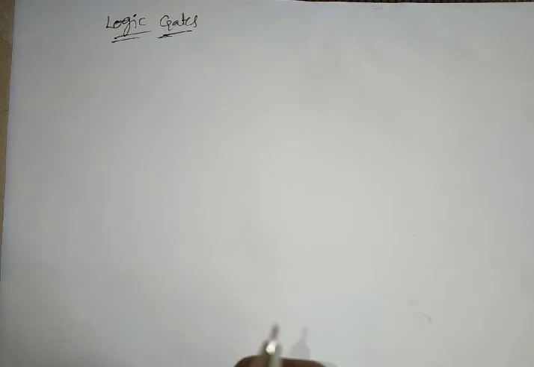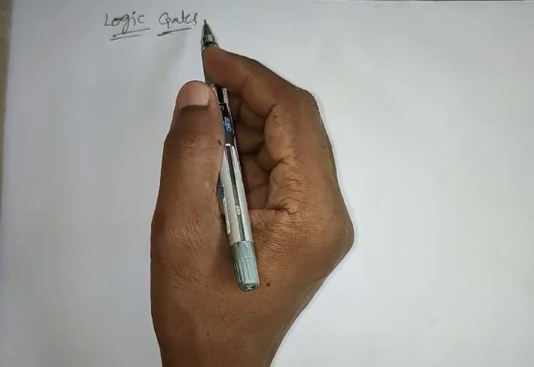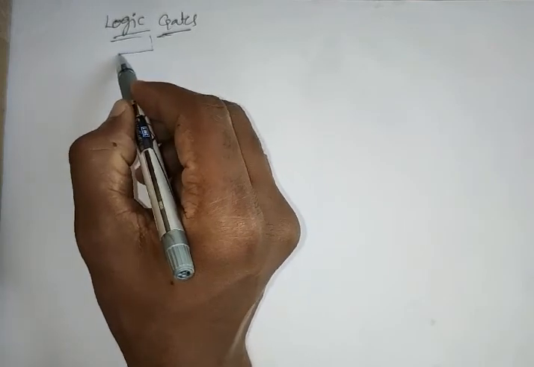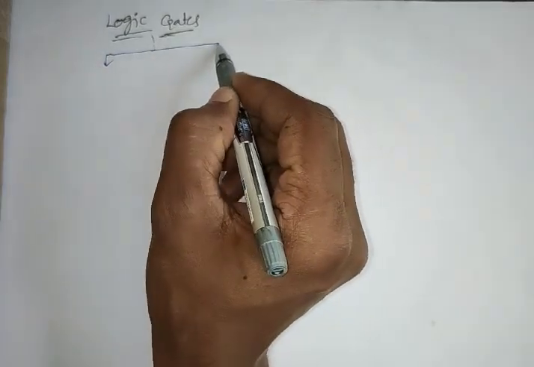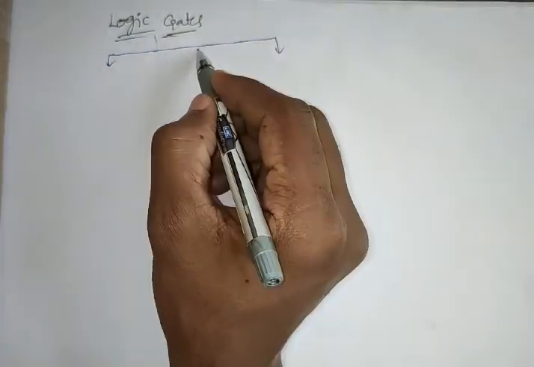So what is a logic gate? First of all, what are the types of logic gates? What are their arithmetical function representation, symbol representation, and truth table representation? Now we will discuss the terms. Basically, logic gates are classified into three types.